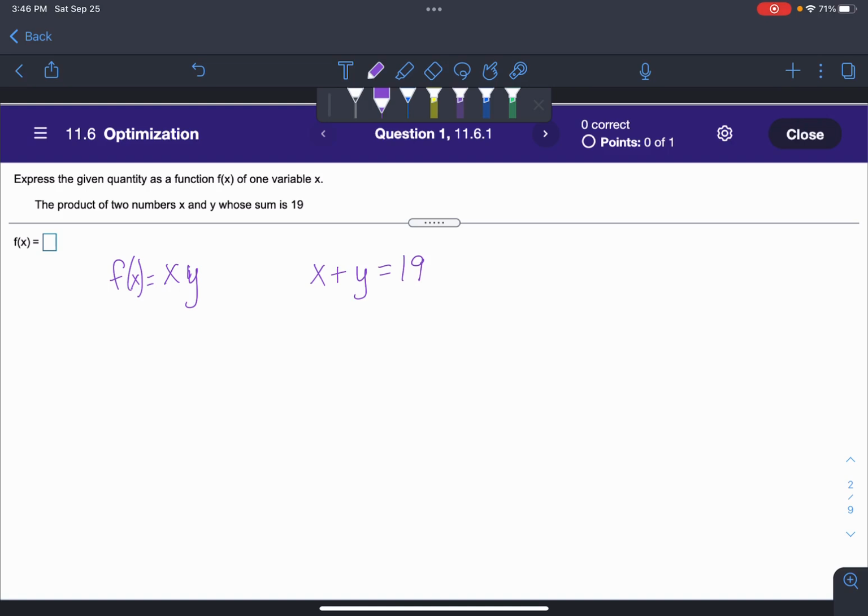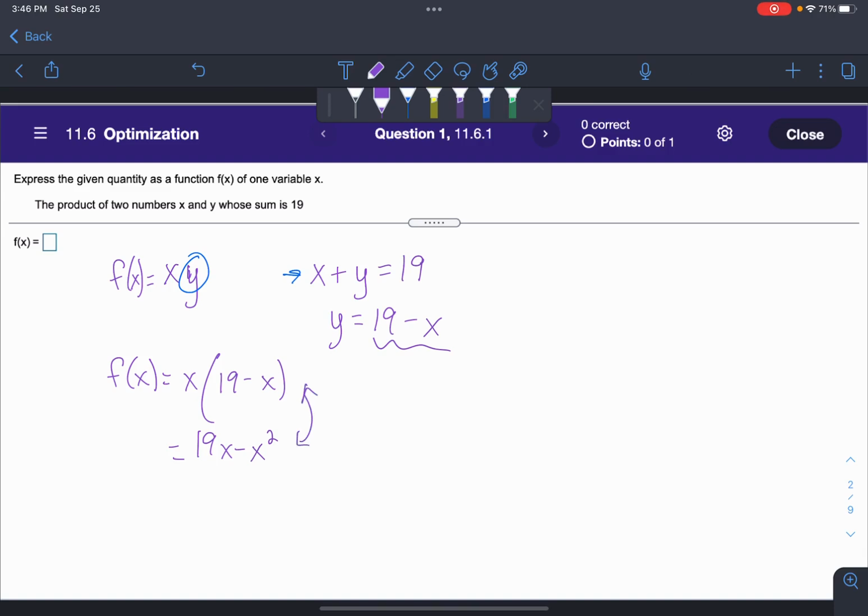So if I want to get rid of this y over here, all I do is use my sum, some quantity that I do know, and solve for y. So y is equal to 19 minus x. And so my f of x is equal to x, and then I substitute my y in. So x times (19 minus x). And if you want, you can simplify as 19x minus x squared. But either of these two answers are fine.